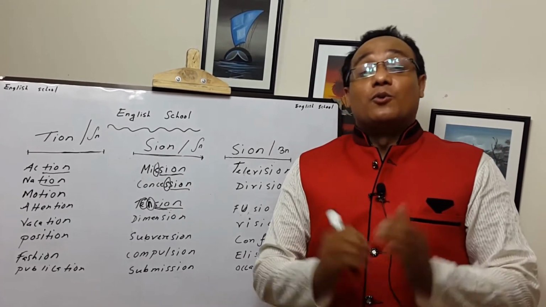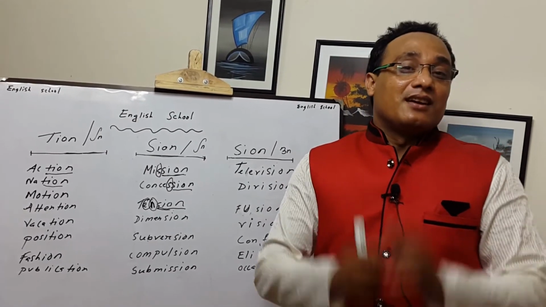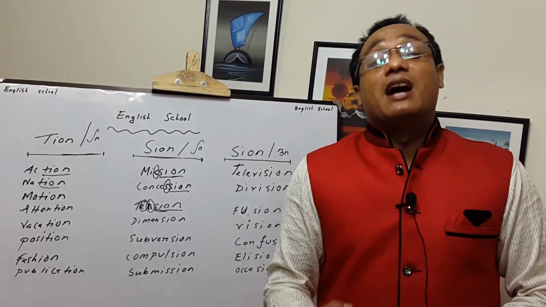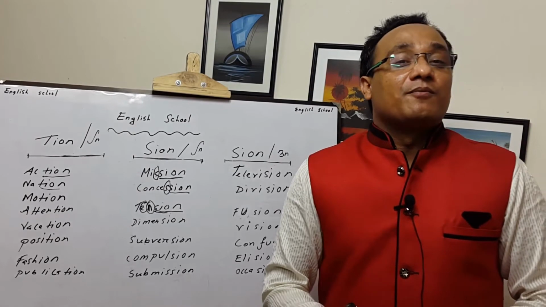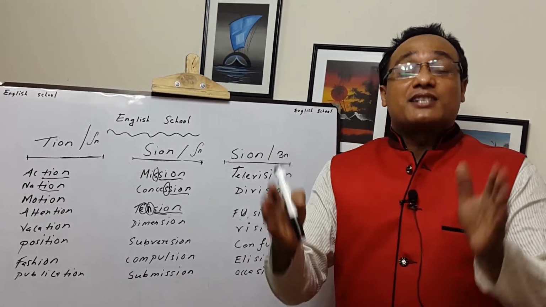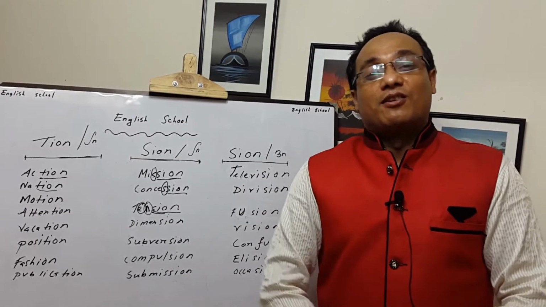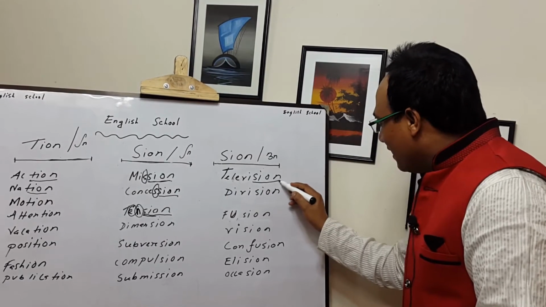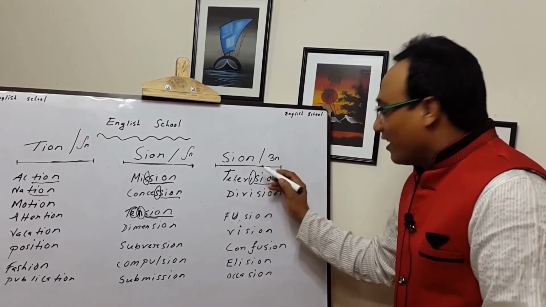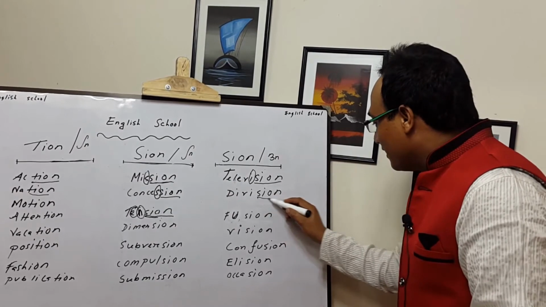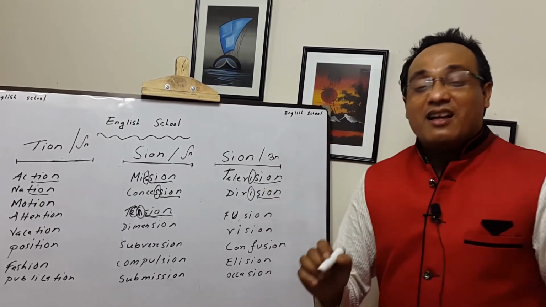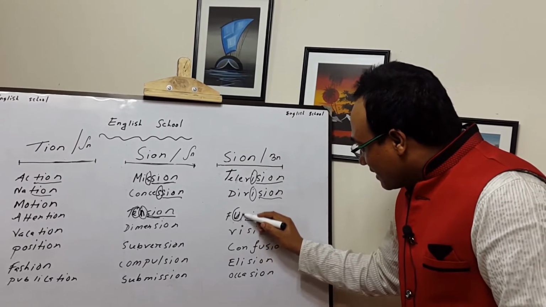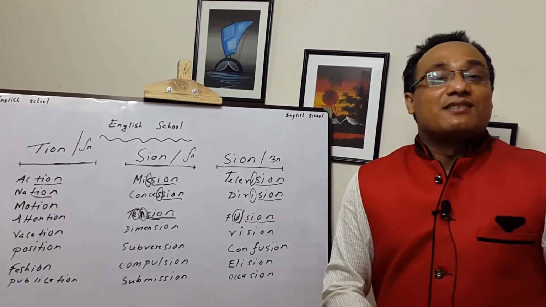Now, we have to know when to pronounce JEN. Before S-I-O-N, if we get a vowel sound, then you have to pronounce JEN. So let's go through the example vocabularies. There is television, S-I-O-N. We are getting here E, a vowel sound. The next one, S-I-O-N, we are getting here E, a vowel sound. And follow here, S-I-O-N, we are getting here U. U is a vowel sound.